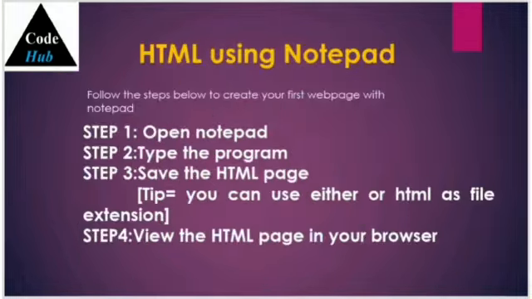Now the most important thing, HTML using Notepad. We need to know the process to program on our desktop. For this we need to follow these steps. The first step is to open Notepad. You can generally find it on any desktop. Step 2 is typing the program. Step 3 is saving the program by the Save As option. You can also use .html as a file extension. Now the fourth most important step is viewing the HTML page in your browser to get the resultant output.